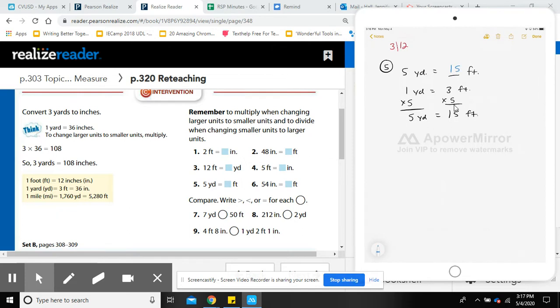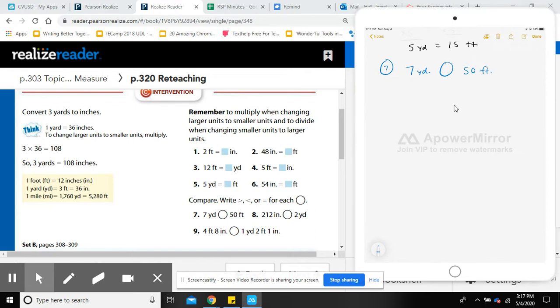So 5 yards is equal to 15 feet. Okay, on to number 7. So now we're going to compare using greater than, less than, or equal to. So we have 7 yards, and that is greater than, equal to, or less than 50 feet.